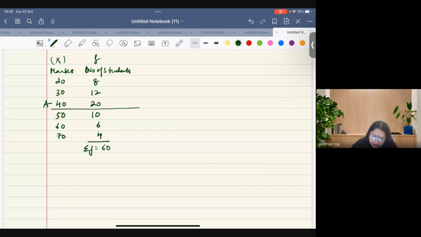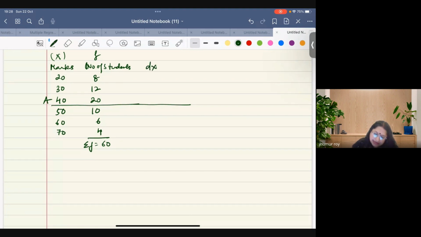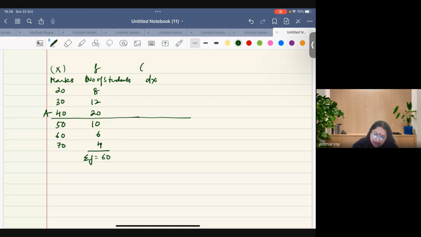So what do I do now? Taking this value, I will calculate dx. How do we calculate dx? Dx is calculated as x minus a. So if you are assuming 40 is your mean, then you will take 20 minus 40. So this will come as minus 20. Similarly, the next one will be 30 minus 40, so the value is minus 10. Then it is 40 minus 40, so you're getting 0. Similarly, 50 minus 40 is plus 10, 60 minus 40 is plus 20, and 70 minus 40 is plus 30.